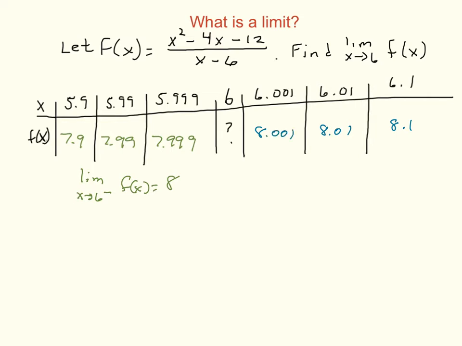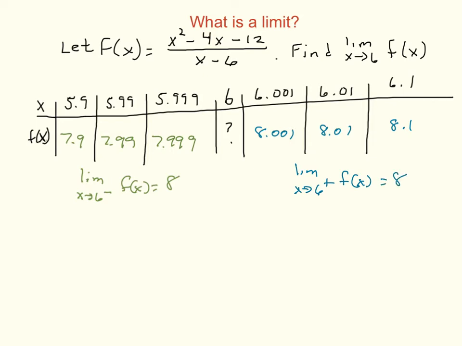8.001. So again, as my x values here approach 6 from the right, my function values are getting closer and closer to something. In this case, I can say that the limit as x approaches 6 from the right of f of x is equal to 8.